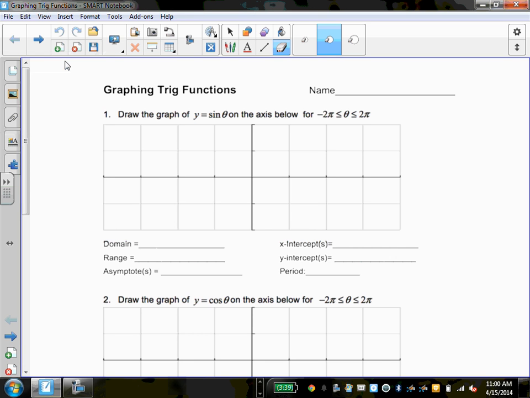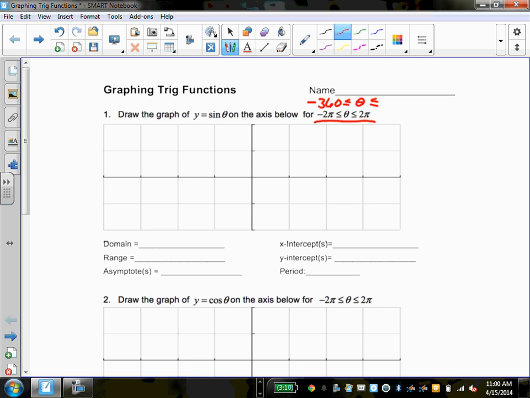Today I'm going to help you with your notes on graphing trig functions. We're going to start again with y equals sine x. Notice here we're talking about angles between negative 2 pi and 2 pi. Yesterday we talked about these angles in degrees. So this is the same thing as talking about theta between negative 360 and positive 360.